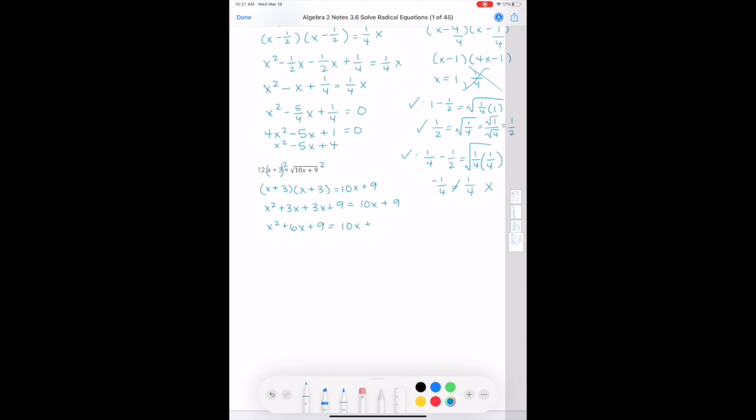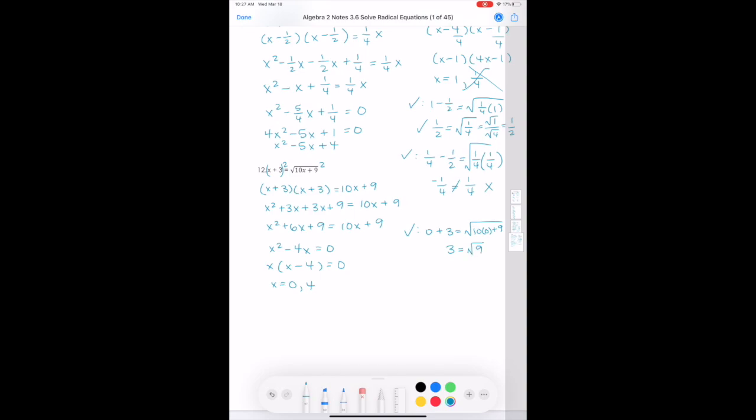And then I'm again going to move everything over to the left side so that it's x squared minus 4x equals 0. This one's a little easier to factor. Just pull out an x, and it's x times x minus 4 equals 0. So x equals 0, and x equals 4. We didn't have an x plus 1, x minus 2, or anything like that this time.